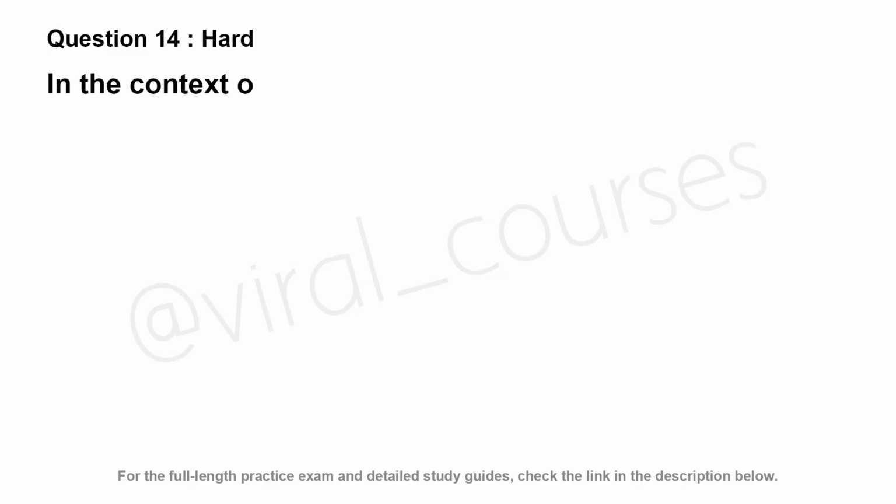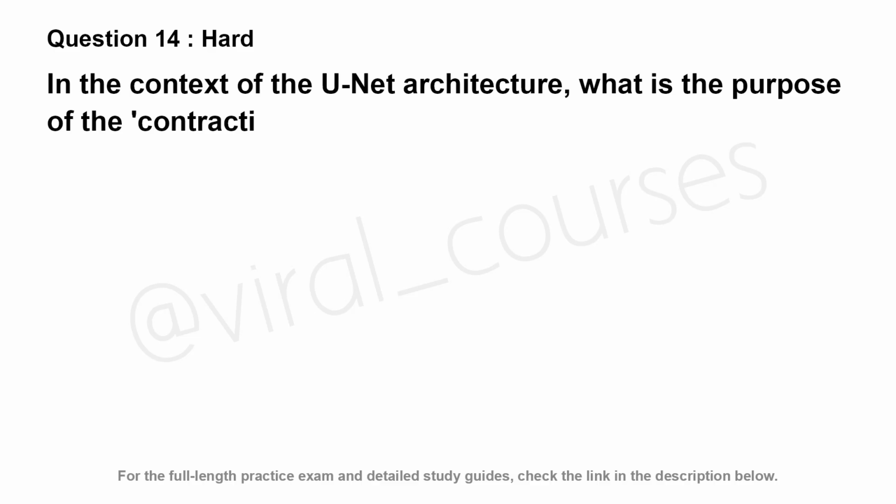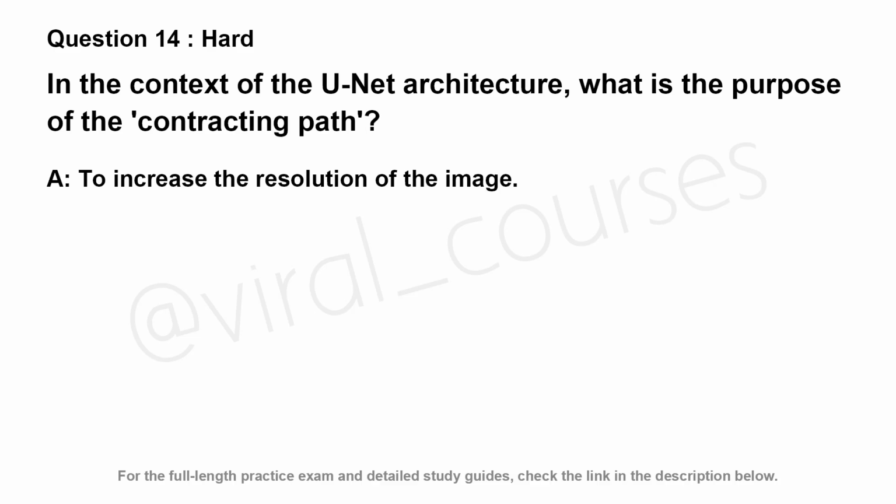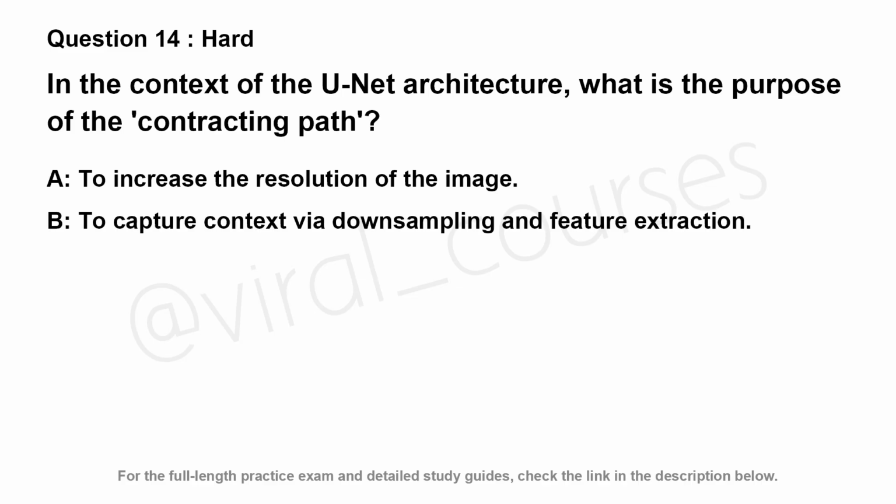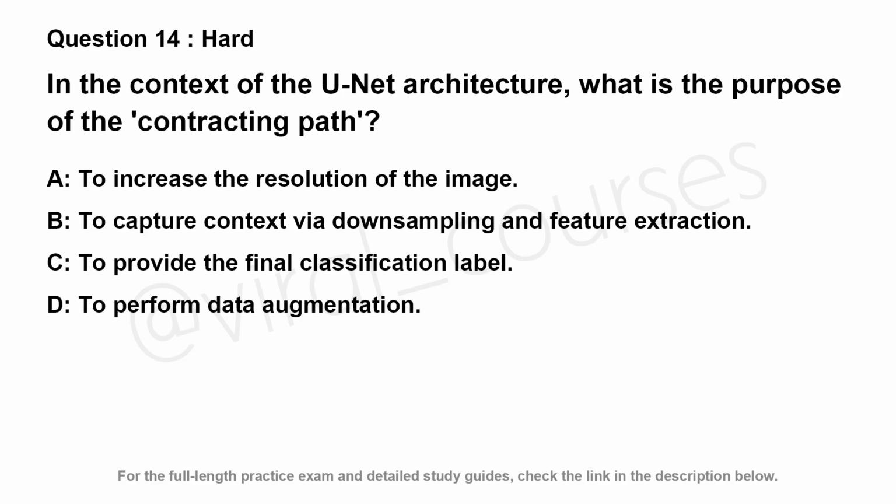In the context of the UNet architecture, what is the purpose of the contracting path? Option A. To increase the resolution of the image. Option B. To capture context via downsampling and feature extraction. Option C. To provide the final classification label. Option D. To perform data augmentation.